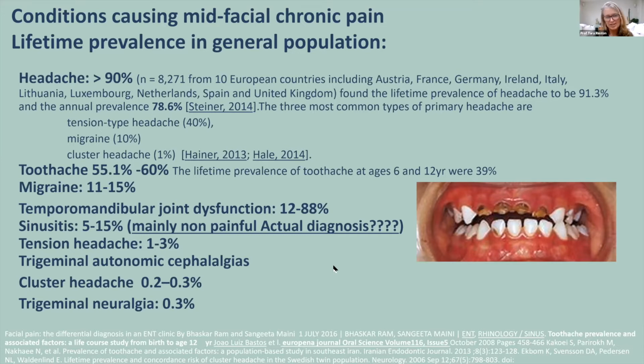Then you've got your sinusitis, but we know that chronic rhinosinusitis is very rarely painful. So what is that actual diagnosis? And I've got a few papers that have actually bottomed this out. So you can see at the bottom, trigeminal neuralgia is incredibly rare, as is some of the trigeminal autonomic cephalalgias, for example, cluster headache, but you do need to be aware of those.